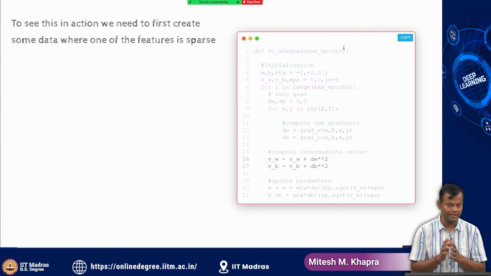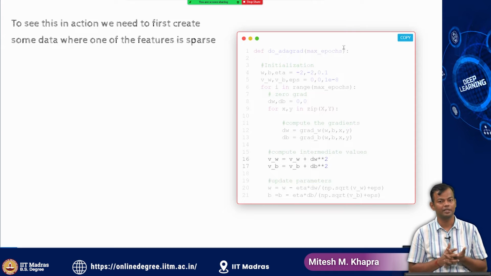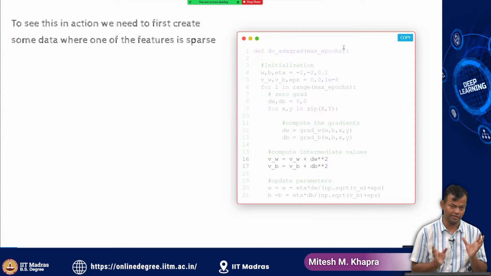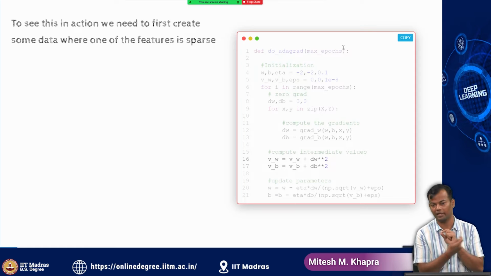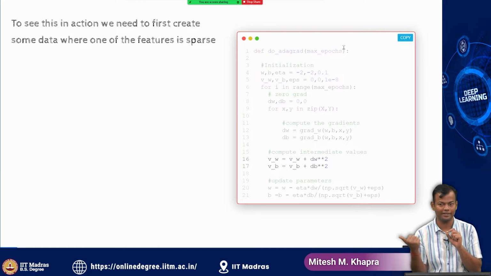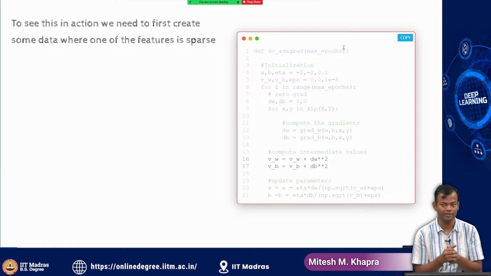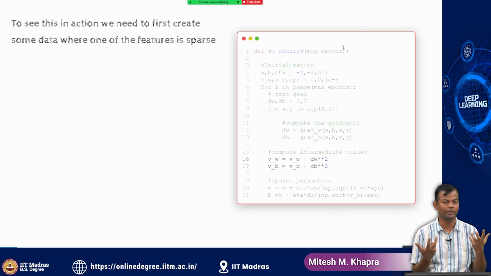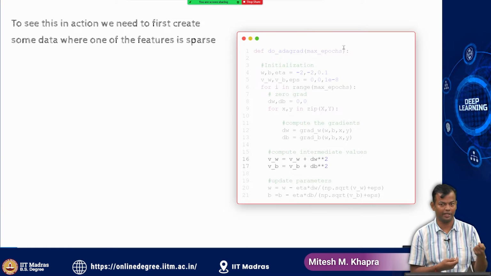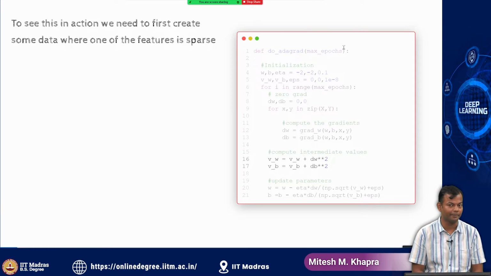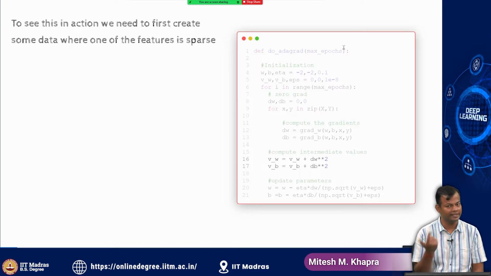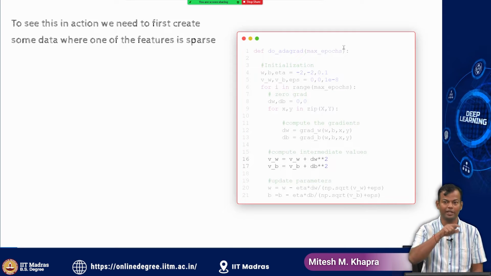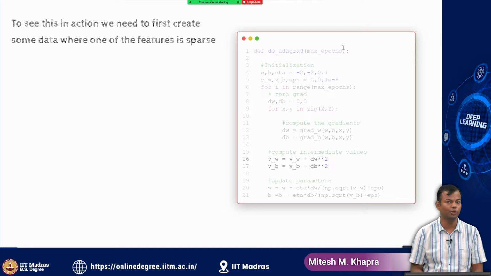So to see this in action, we need to first create some data where one of the features is sparse, right? And I also remember that I can only show you a 2D plot. That means I can have one feature on one axis and another feature on the other axis. So I'm just going to be able to work with two features. One of them is going to be W and the other one is going to be B, right? And remember, the feature corresponding to B is dense because it's always on, right? The corresponding input is always 1. So I can't do much about that.